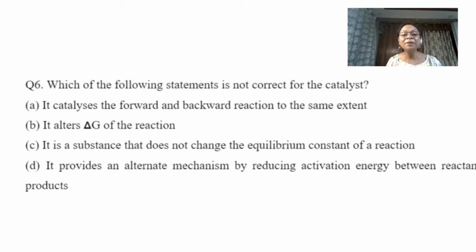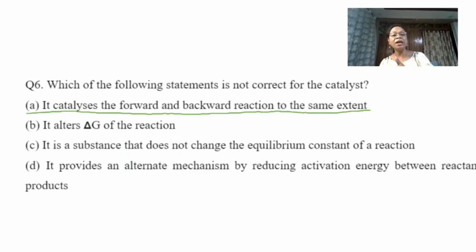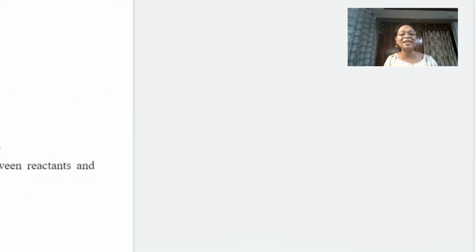Which of the following statements is not correct for the catalyst? Not correct means you have to look carefully. A catalyst catalyzes, so that's its job, to change the rate of the forward and the backward reaction. And it alters Gibbs energy for the reaction. No, a catalyst does not alter the Gibbs energy of the reaction, and they have given that it alters. So that statement is not correct. So option B is correct. I didn't have to go to C and D because I already got my correct answer.